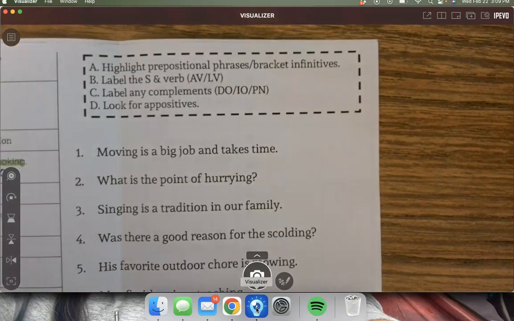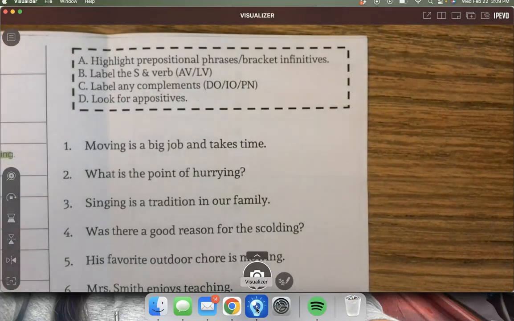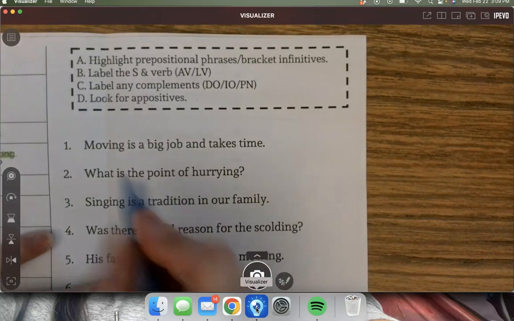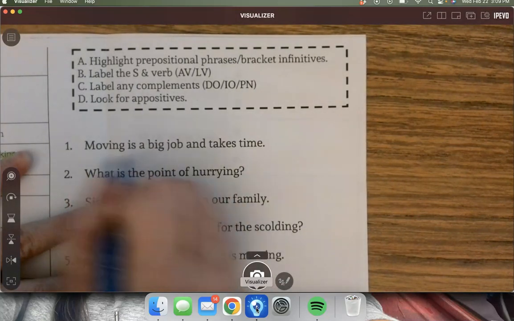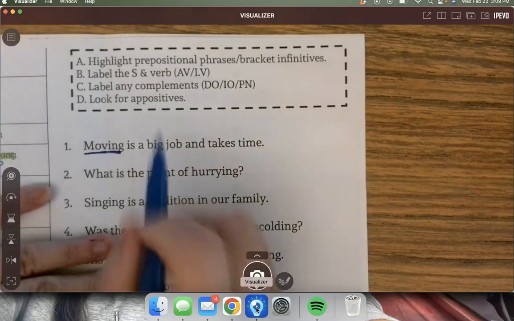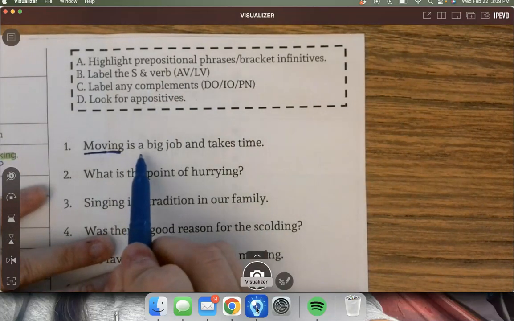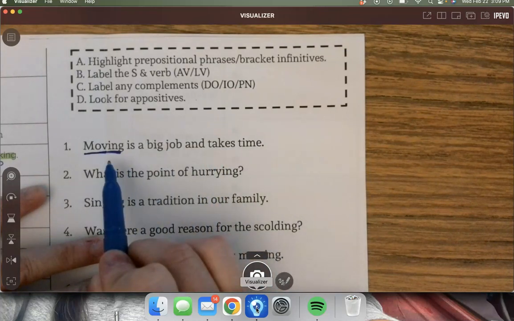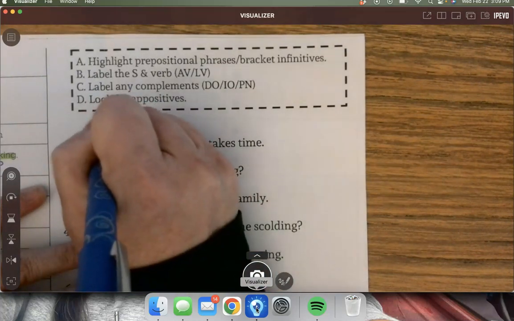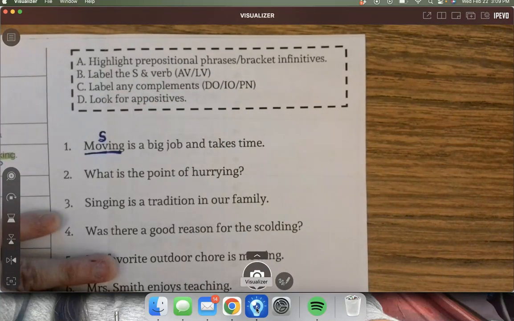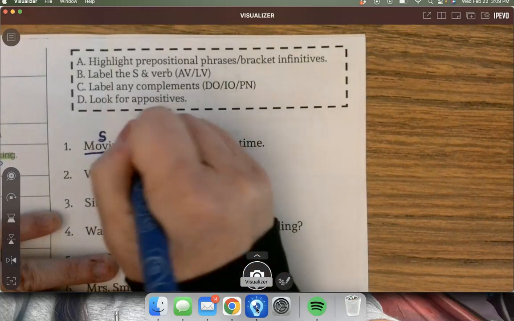Moving is a big job and takes time. The first thing I would do is see if I can find where the gerund is. The gerund here is the verb that ends in ing, so that has to be moving. So I'm going to look for any prepositional phrases. I don't see one. So now I'm going to look for my subject, and it looks like moving is the subject. If I'm not sure if that's the subject, sometimes it's easier to find the verb. I see the verb here is.